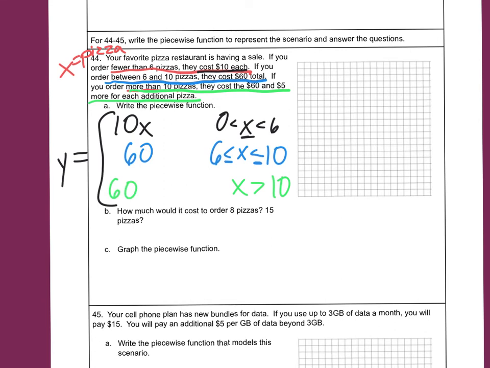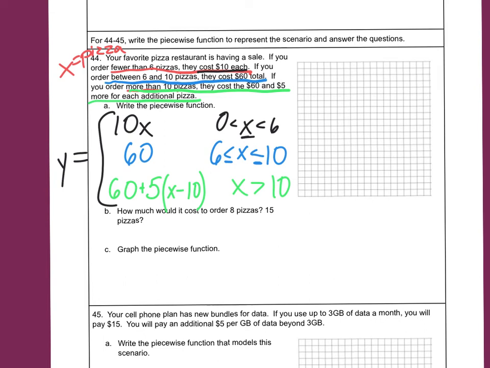and $5 more for each additional pizza. So $5 times the additional amount of pizza. So this one is a little bit difficult. I don't really love this question. For each additional, we're actually going to use x minus 10, okay? So $5 times x minus the 10.